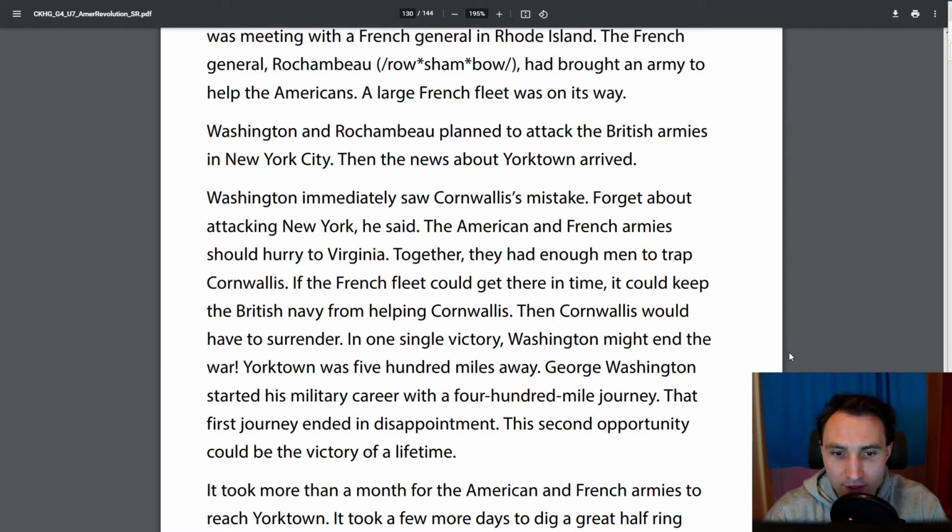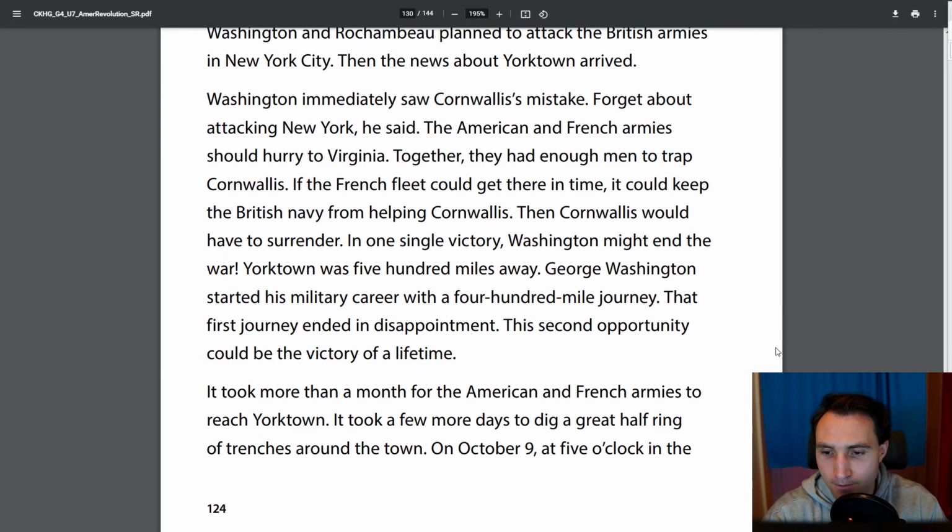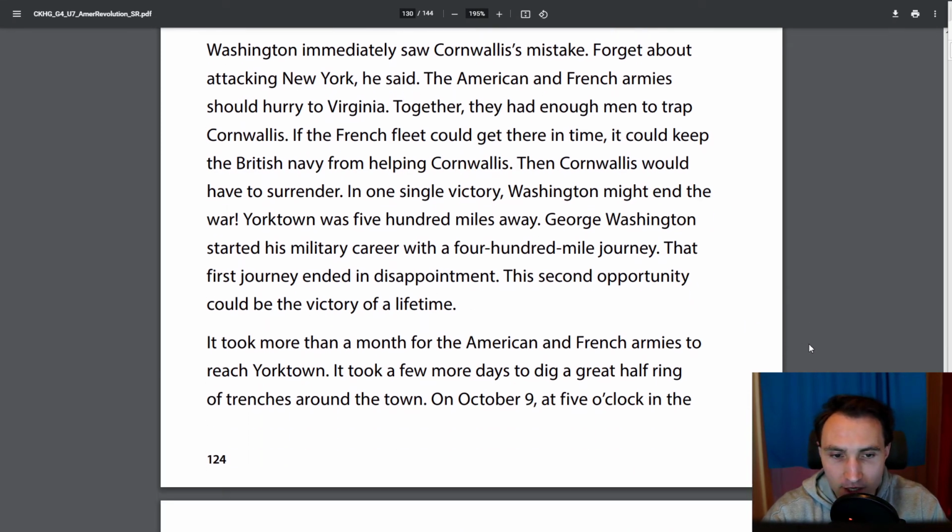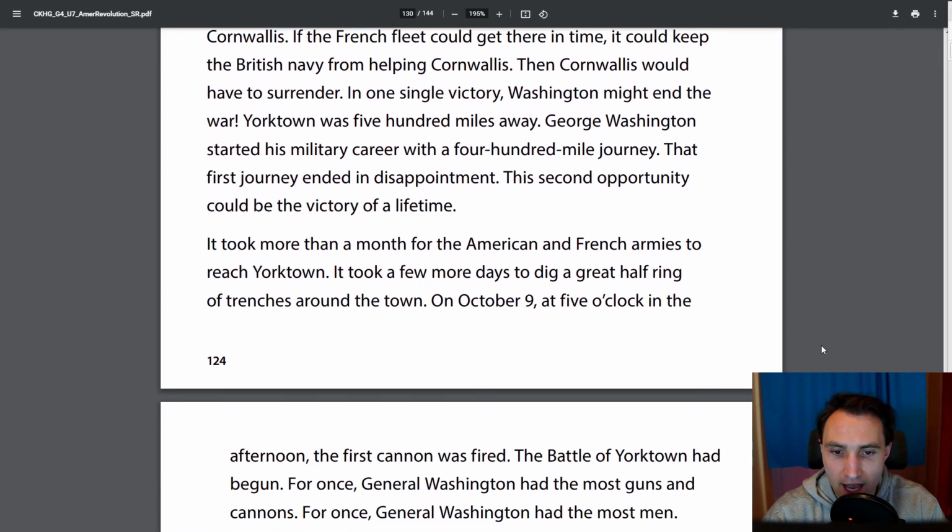Yorktown was 500 miles away. George Washington started his military career with a 400-mile journey. That first journey ended in disappointment. This second opportunity could be the victory of a lifetime. It took more than a month for the American and French armies to reach Yorktown. It took a few more days to dig a great half ring of trenches around the town.